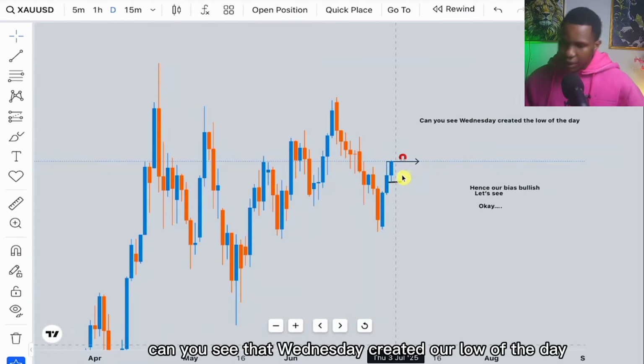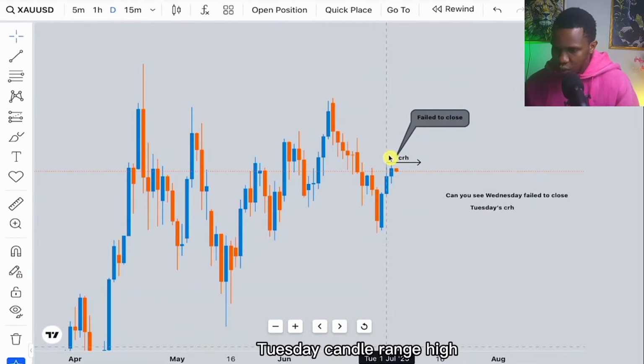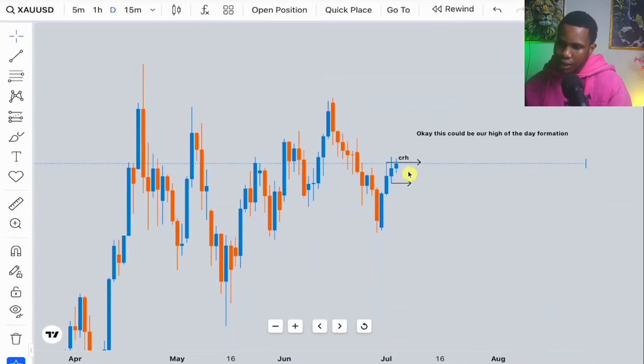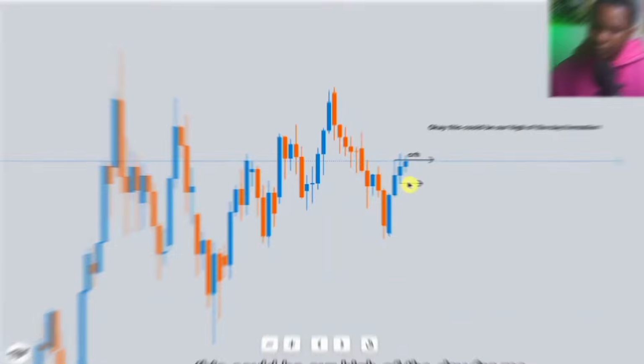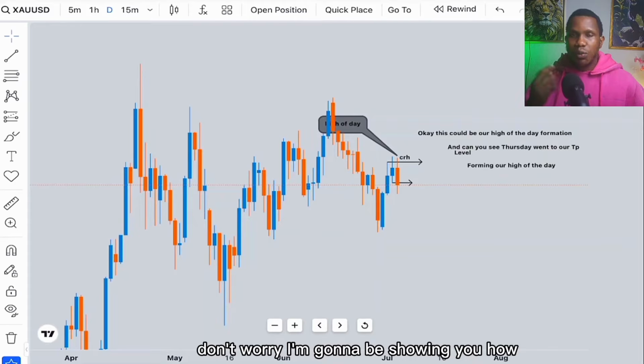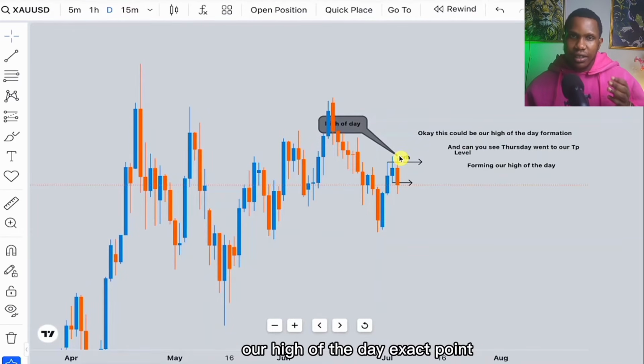Let's see. Can you see that Wednesday created our low of the day? Can you also see that Wednesday failed to close above Tuesday's candle range high? So I want to see the market sell for that day. Let's see. This could be our high of the day forming, and can you see that Thursday went to our take profit level, forming our high of the day? Don't worry, I'm going to show you how we go to the lower time frame to get our high of the day exact point.